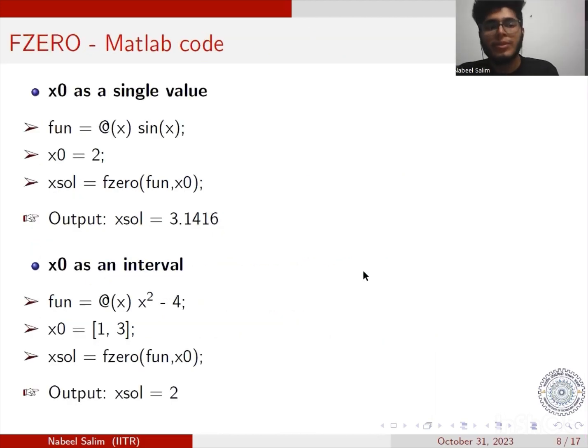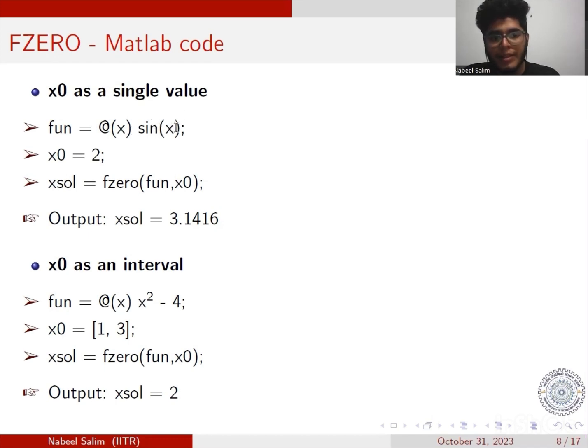Now, how to implement fzero? fzero can be used in two ways. Here, x0, the initial guess, can be a single value or an interval. So, we are using these two methods in this.